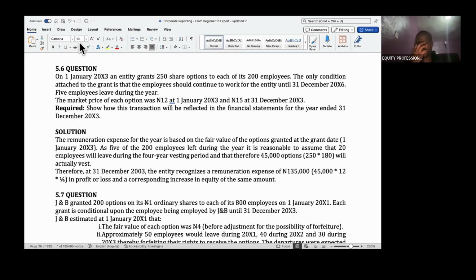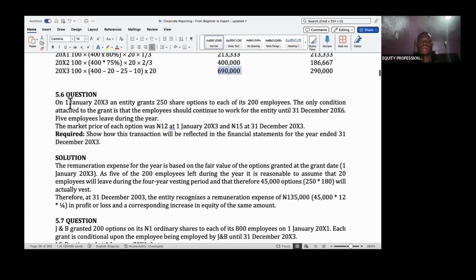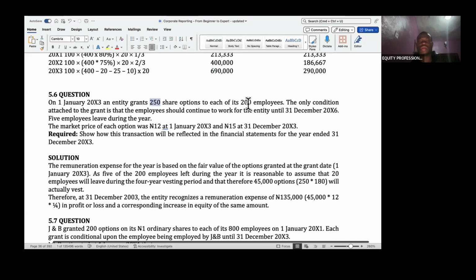Now, question 2 says that on 1st January 2003, an entity grants 250 share options to each of its 200 employees. The only condition attached to the grant is that the employees should continue to work for the entity until 31st December 2006. 5 employees leave during the year. The market price of each option was 12 naira at 1 January 2003 and 15 naira at 31st December 2003. Required: show how this transaction will be reflected in the financial statements for the year ended 31st December 2003.